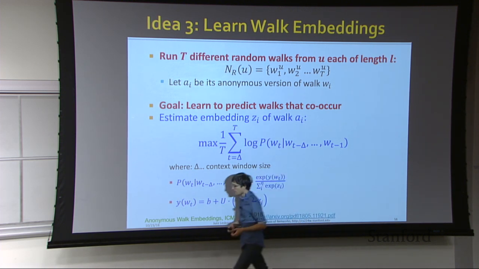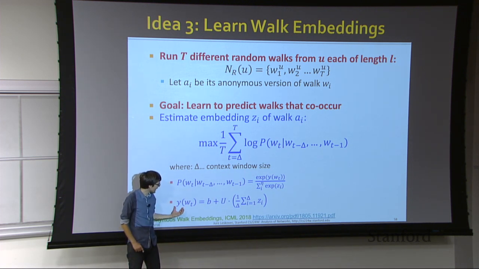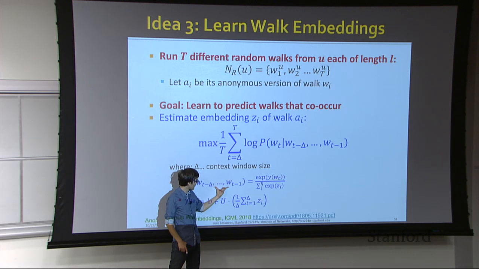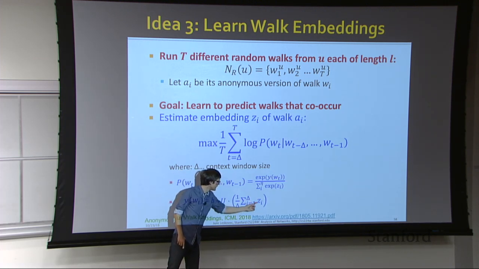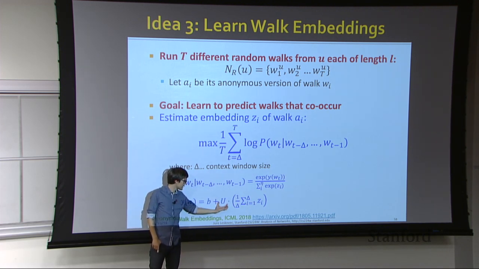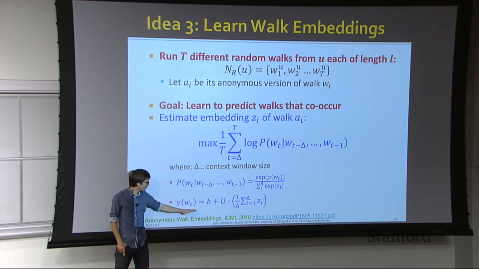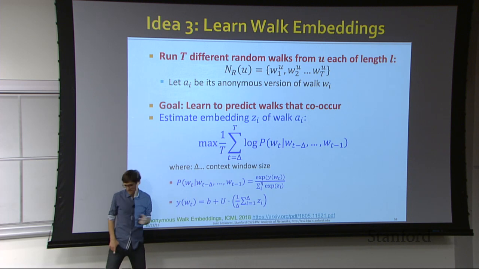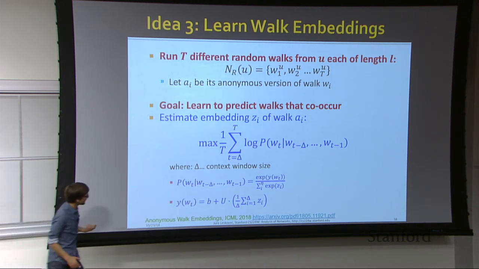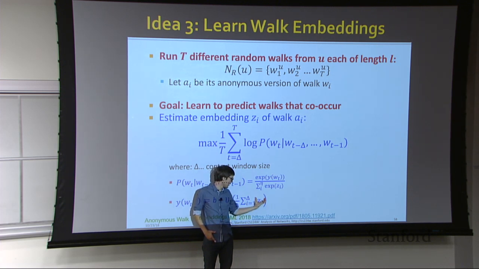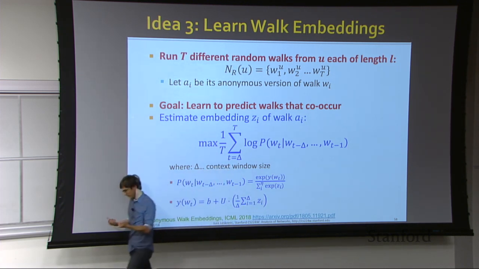And then how does this y function look like? It basically says, let me take the context of the walks I've seen, let me anonymize them and take their embeddings, take the average, and learn this transformation matrix to come up with, in some sense, the embedding for the walk that I expect to happen next. And this way, I can again figure out using stochastic gradient descent what these coordinates z of walks are.